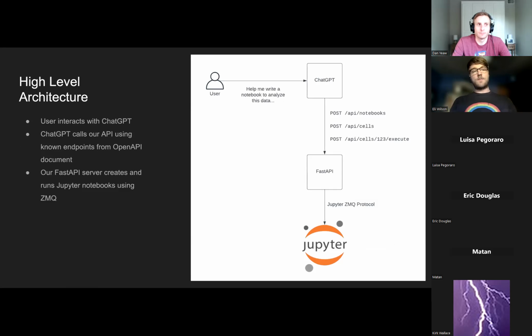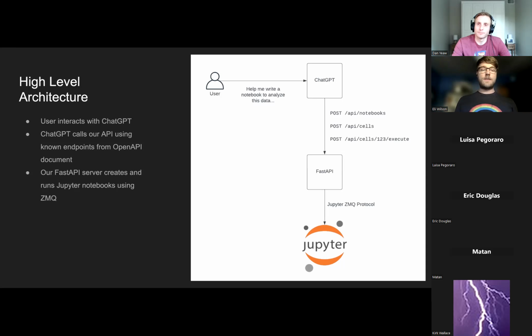So going back to our plugin now, what is this going to look like? As a user, I'd go to ChatGPT and say, hey, help me write a notebook to analyze this data. What ChatGPT will do is look at your query and figure out, okay, I could use Python for this. I can use this Jupyter plugin because I know it can execute code, and these are the available endpoints. Once ChatGPT determines the different API calls to make, it'll actually start hitting our FastAPI web server.